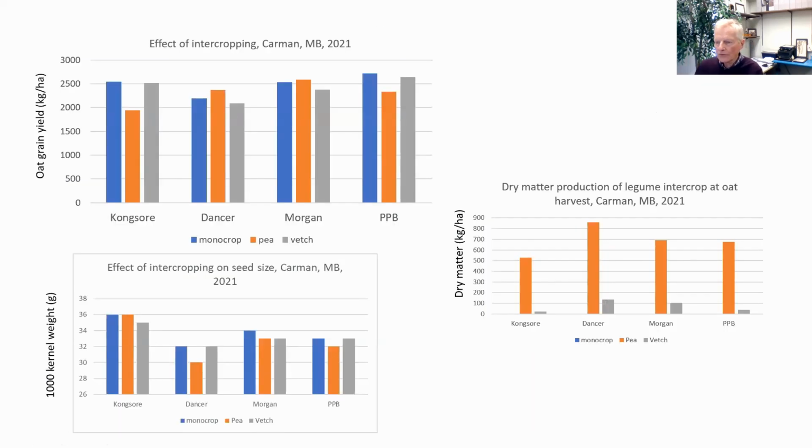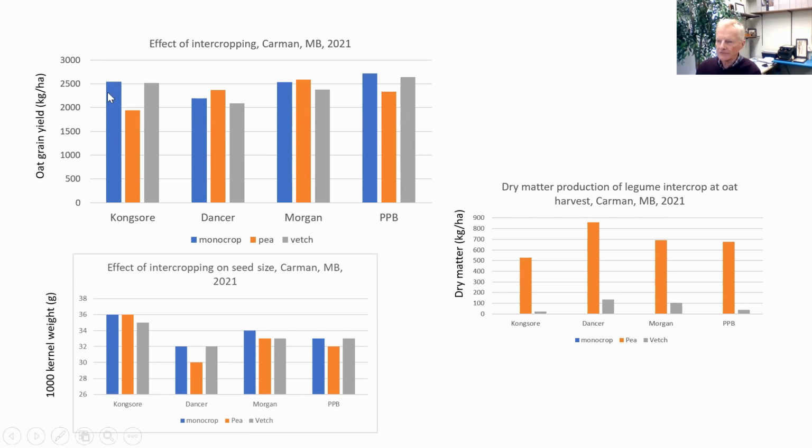So what we've done, and this is just my last few slides, is looked at Kongsor compared to some of the other oat varieties in terms of how they intercrop with legumes. It's been interesting work that Heather Flood did working with us. And I'm just going to quickly show you the data here.